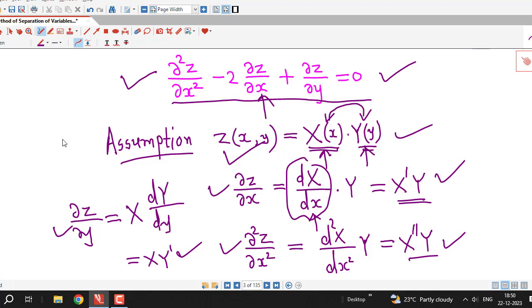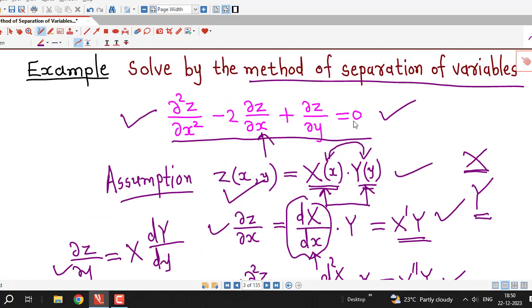And z is a solution of this equation, so we will substitute these values in this equation, and we will obtain ordinary differential equations in capital X and capital Y, that we will solve, and finally we will put the values of X and Y in this product solution. That will be our final solution. This is the main idea of the method.